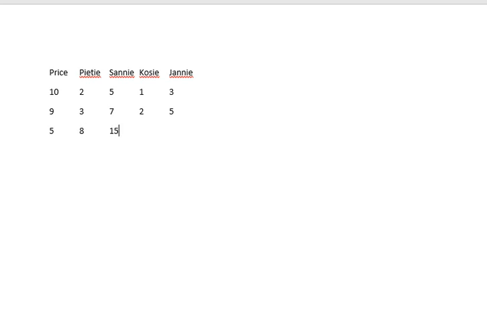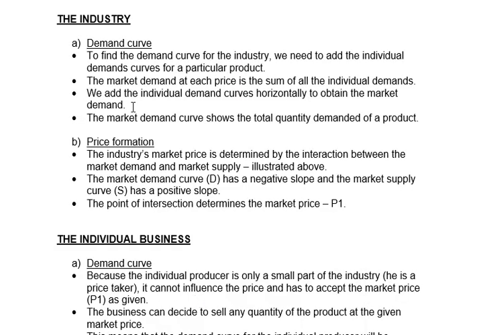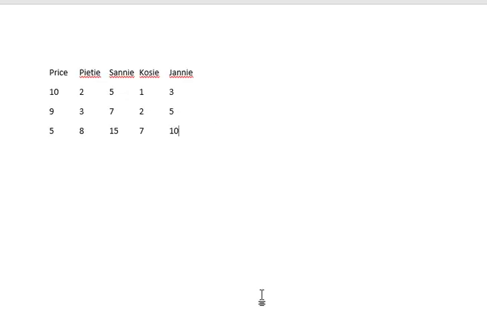If the price goes down to 5 Rand, Pity is going to buy 8 cupcakes. Sunny is going to buy 15 cupcakes. Kwesi is going to buy 7 cupcakes. And Yanni is going to buy, let's say, 10 cupcakes. We are going to add them horizontally. So we add the individual demand curves horizontally to obtain the market demand.